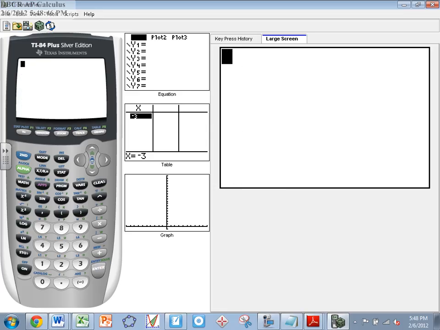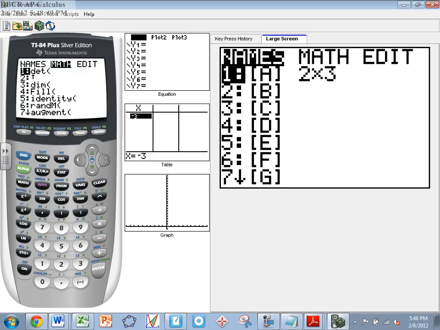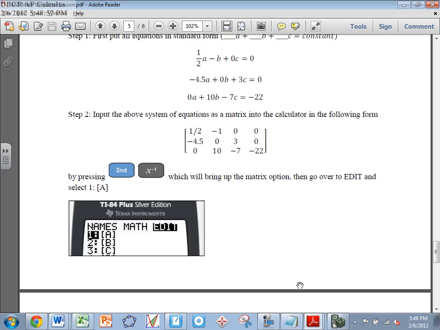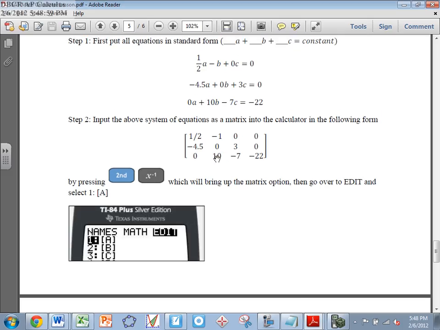Second matrix, go over to Edit and hit Enter. Now, it's going to bring up the actual matrix and it's going to look like an input. And if you go back to our problem from a minute ago, we saw that this matrix was a 3 by 4. There were 3 rows, 1, 2, 3, and 4 columns, 1, 2, 3, 4. Again, 3 by 4.